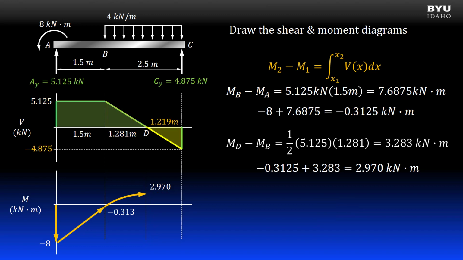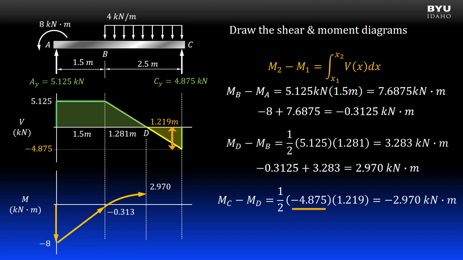To finish our moment diagram, we again use the rule that the moment diagram is the integral of the shear diagram. From points D to C on the shear diagram, the area is a triangle. So the area is 1/2 times the height, negative 4.875, times the length, 1.219, which gives a change from D to C of negative 2.970 kilonewton meters. Since we are starting at 2.97 kilonewton meters on our moment diagram at D, the change takes us to 0 at C. This is exactly what we expect to see.